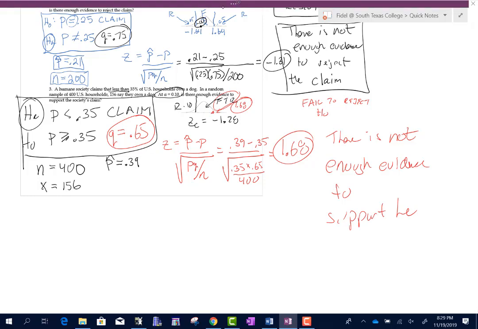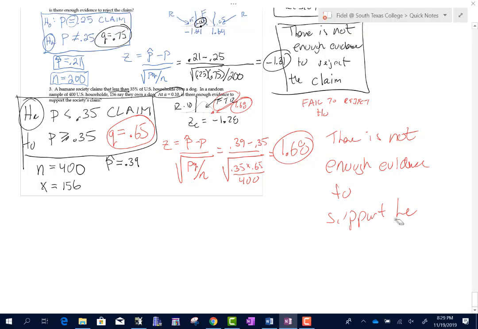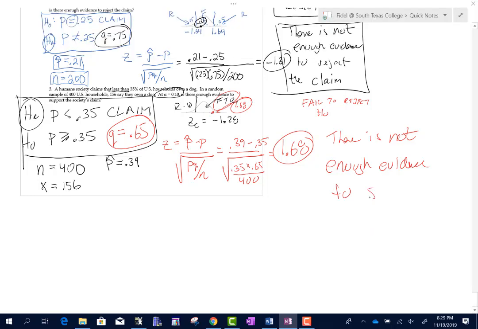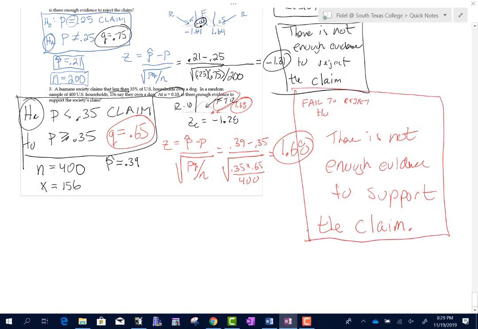Oh man, my handwriting is horrible. Remember, guys, when I was in 2nd grade, elementary school, we had a handwriting class, and I got a D, and apparently it hasn't gotten any better. All right, so there's not enough evidence to support the claim.